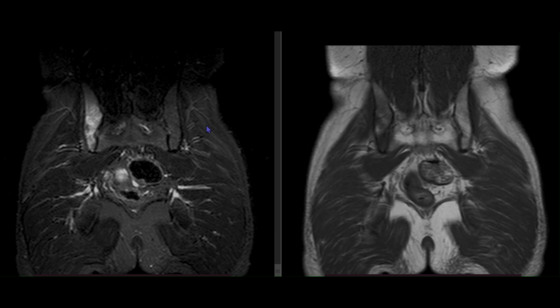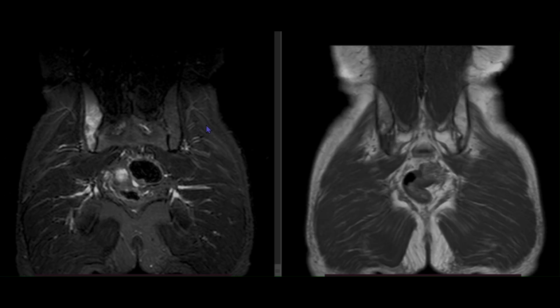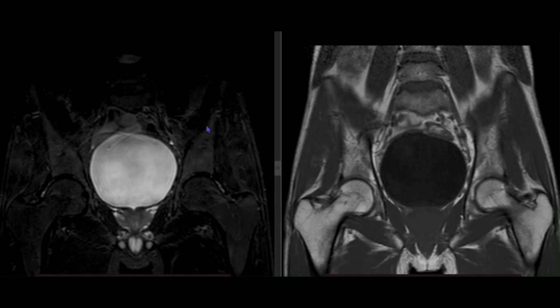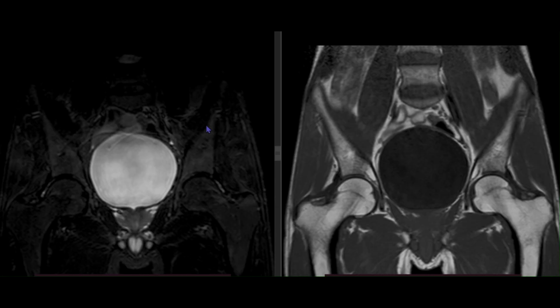So here we have a scan of a patient who is 25 years old and who had been complaining of right-sided lower backache since the last 2 weeks. He had been having some fever, however, it wasn't that high. So based on the clinical examination, the clinician had ordered an MRI of the hip in this patient.